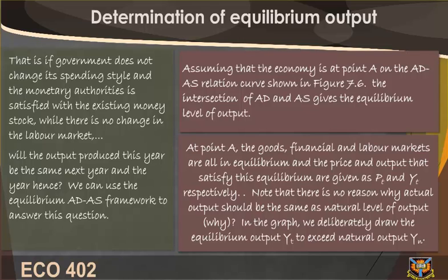Assuming that the economy is at point A on the AD to AS relation curve shown in figure 7.6, the intersection of AD and AS gives the equilibrium level of output. At point A, the goods, financial, and labor market are all in equilibrium, and the price and output that satisfy this equilibrium are given as PT and YT respectively. Note that there is no reason why actual output should be the same as natural level of output. Why? In the graph, we deliberately draw the equilibrium output YT to exceed natural output Yn.